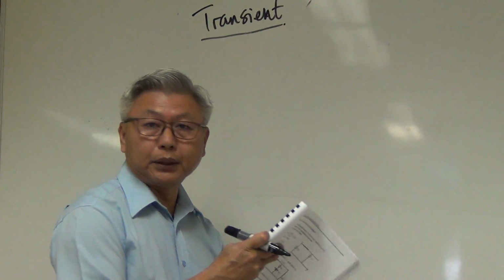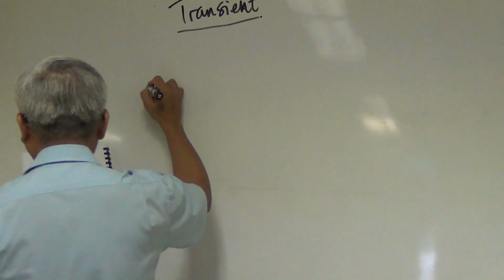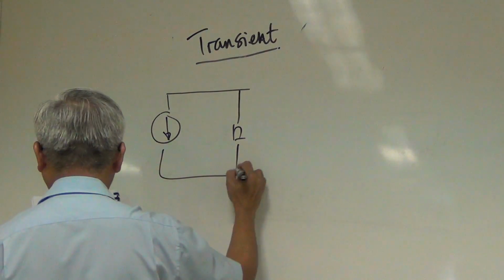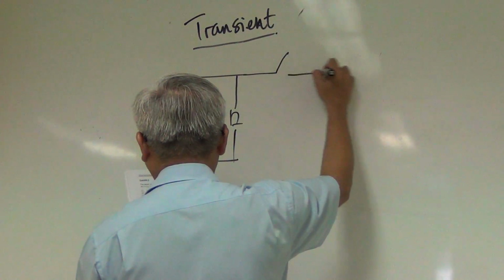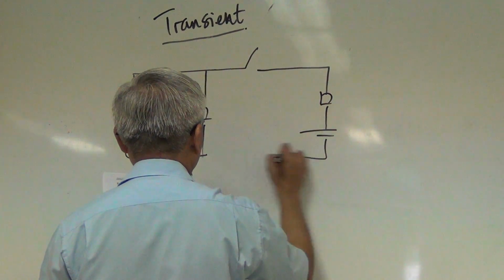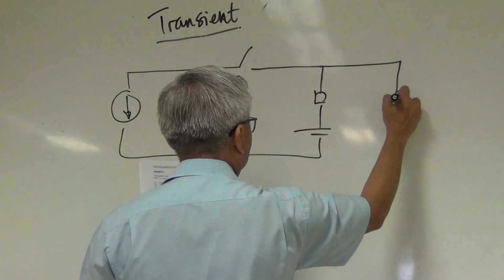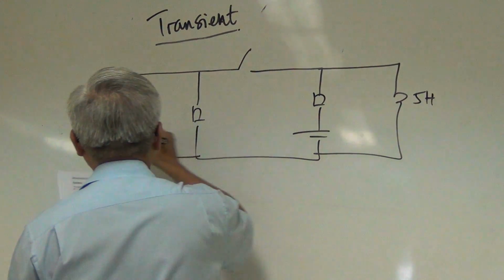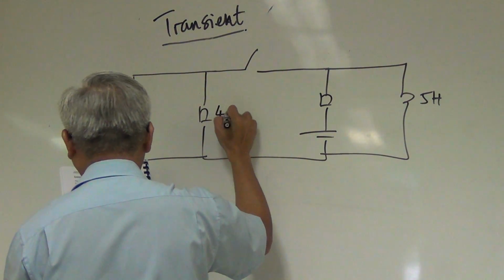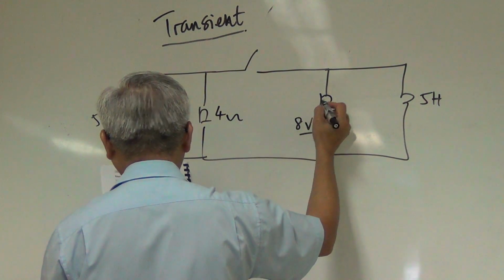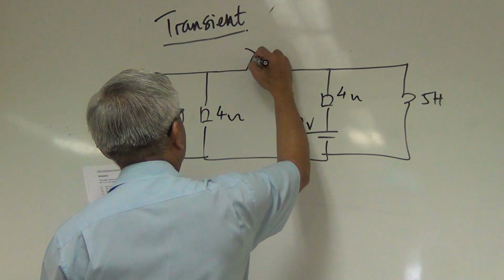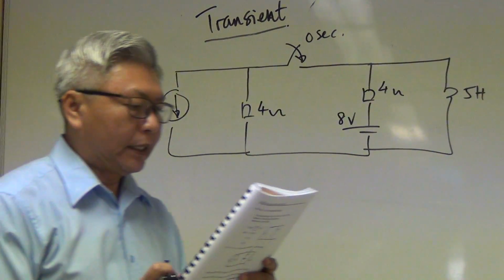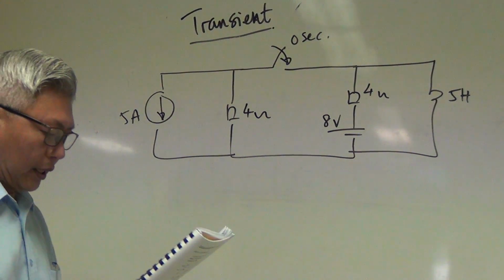Okay, I found an example. So in this circuit here, this is 5 henry, this is 5 ampere, this is 4 ohm, this is 8 volt, and this is 4 ohm. And the switch is closed at 0 seconds. And you are asked to find different values.